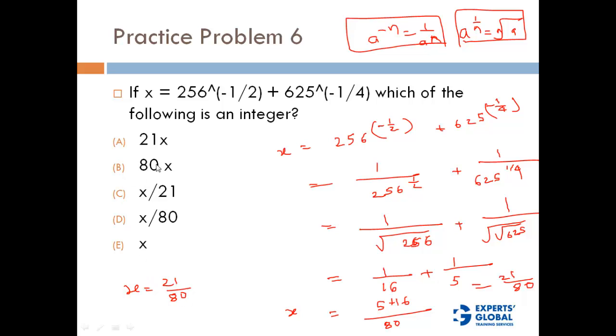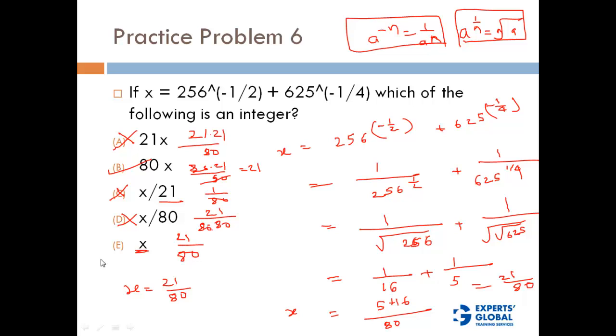So which of these is going to be an integer? 21x is going to be 21 into 21 by 80. This is not an integer. 80x is going to be 80 into 21 by 80. The 80s get cancelled. This is going to be 21. So yes, this is an integer. X divided by 21 is going to be 1 by 80. It is not an integer. X divided by 80 is going to be 21 by 80 into 80. That is also not an integer. X itself is going to be 21 by 80, which is not an integer. So answer here is B, 80x.